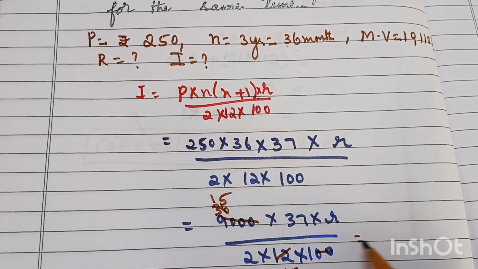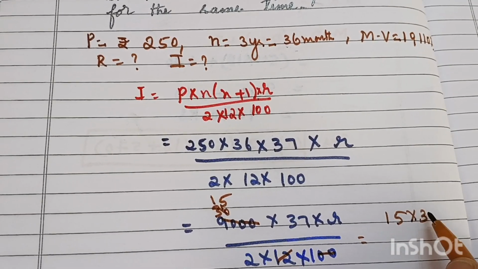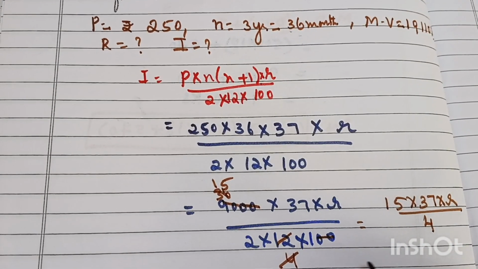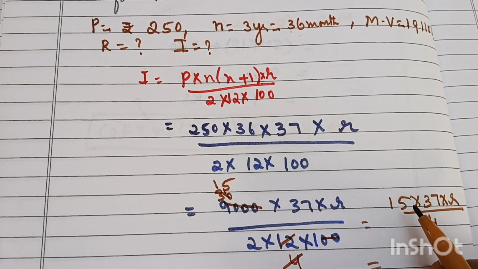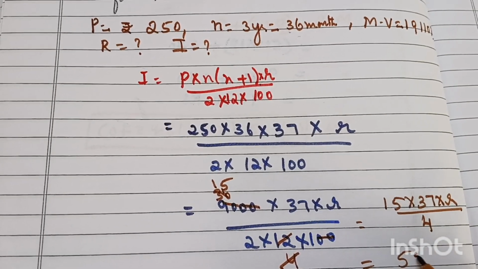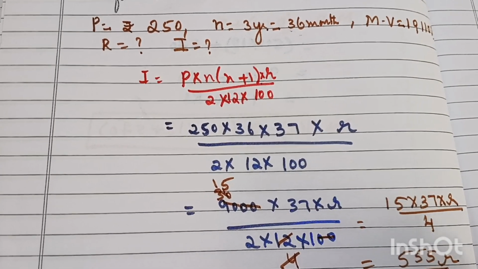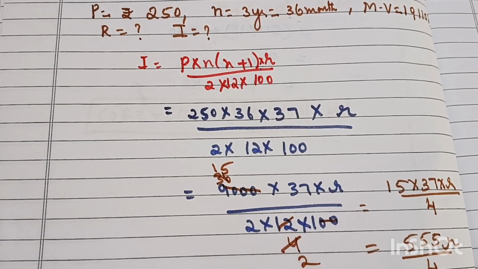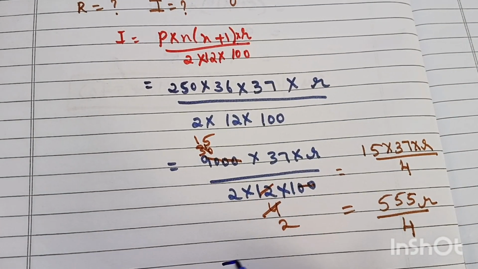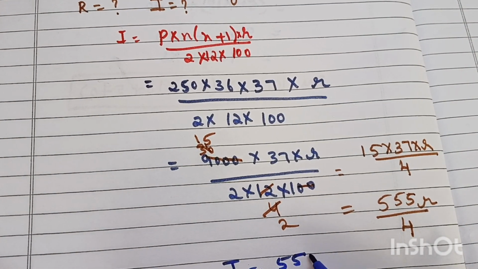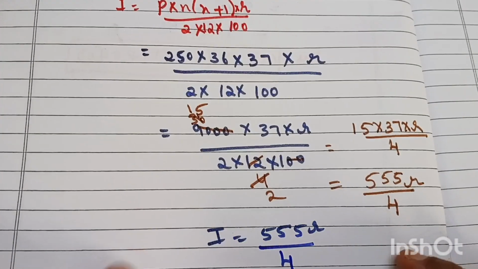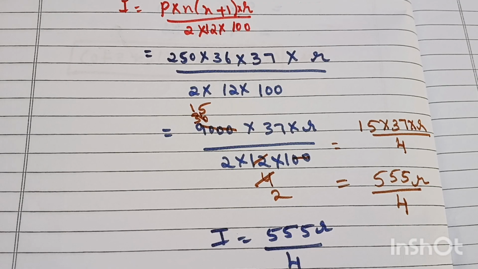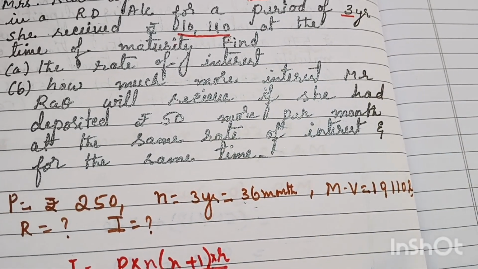Okay, so here 15 into 37 into r by 2 into 2 is 4. So we get 15 into 37. 15 into 37 is 555 r by 4. So this is the interest value. Interest is equal to 555 r by 4. If we divide, we get a decimal number, so no need to divide. We'll find the remaining things.